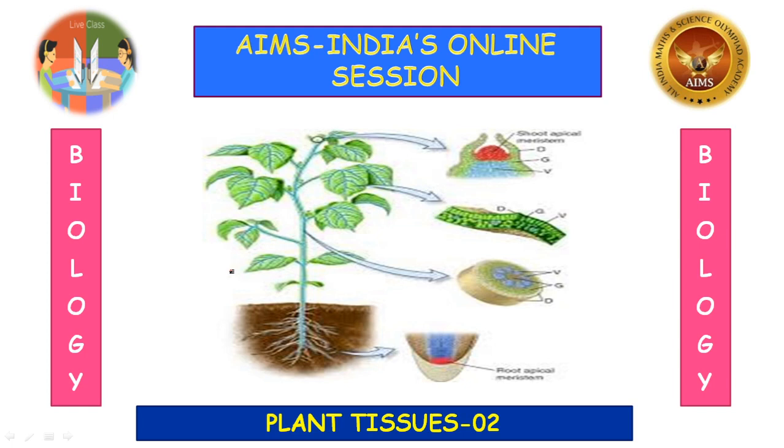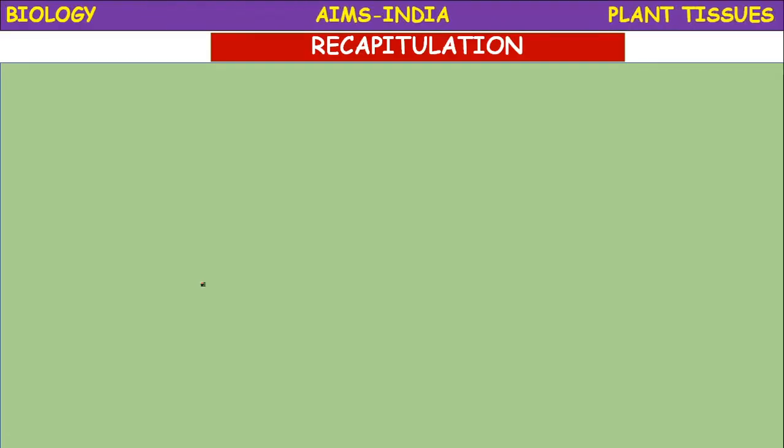So in plants the total body of a plant is divided into root system and shoot system. So this root system and shoot system of a plant is composed of different types of tissues performing different functions. So let us recapitulate the last class.